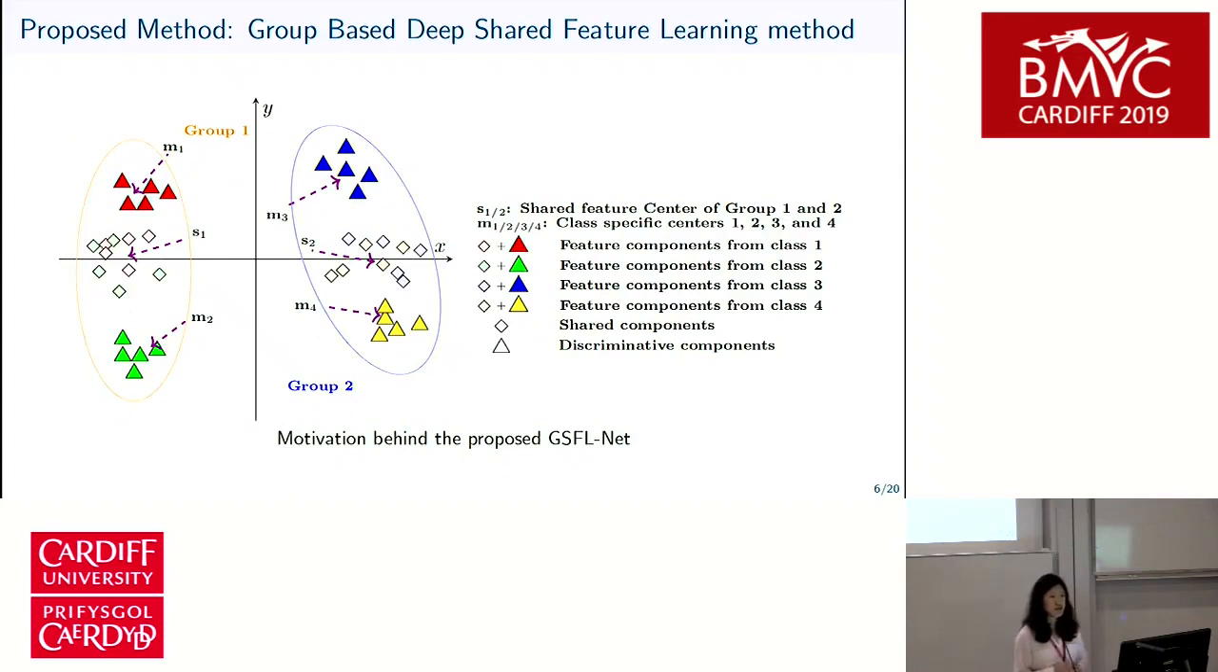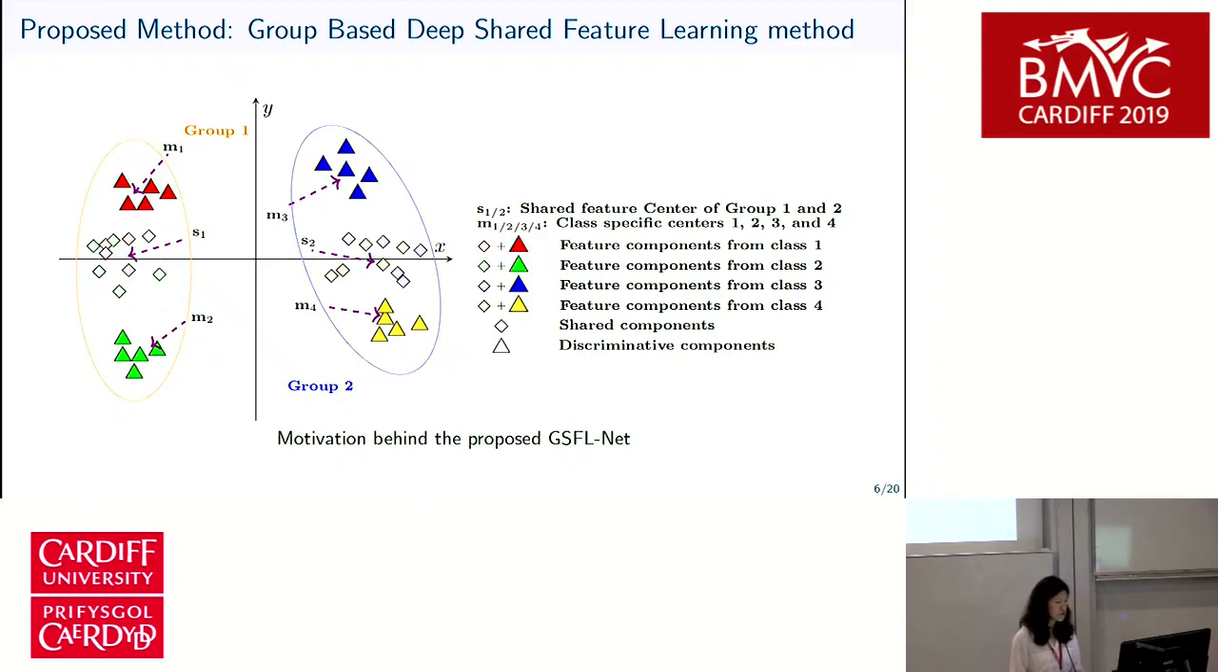In order to utilize the characteristic of shared features for fine-grained images, we propose our group-based deep shared feature learning method. The motivation behind our method can be illustrated in this figure, where shapes with similar colors represent the feature components from the same class. For example, the pink diamonds and the dark red triangles represent feature components from class 1, and different shapes represent different kinds of feature components. For example, diamonds represent shared components, and the triangles represent discriminative components.